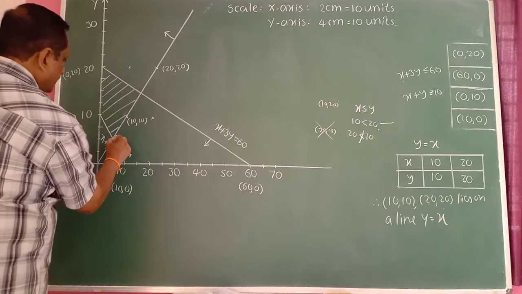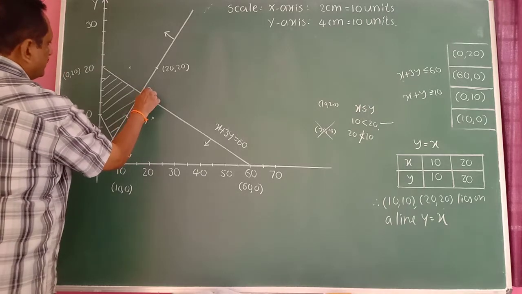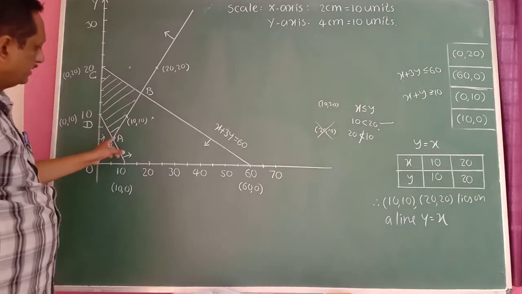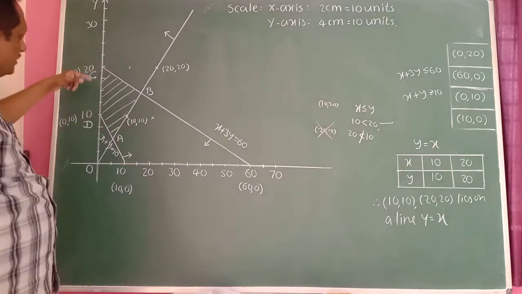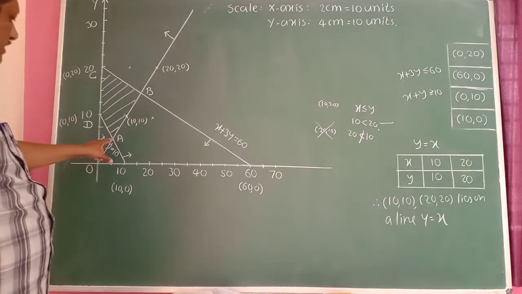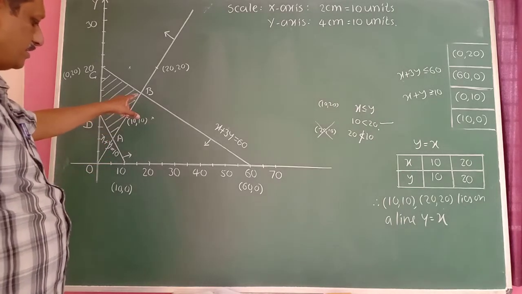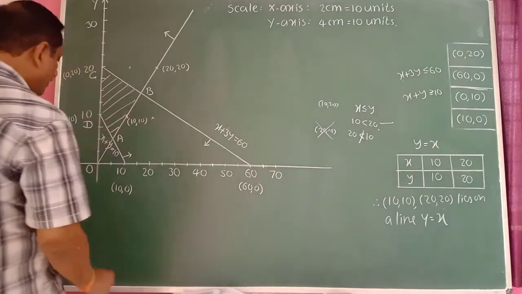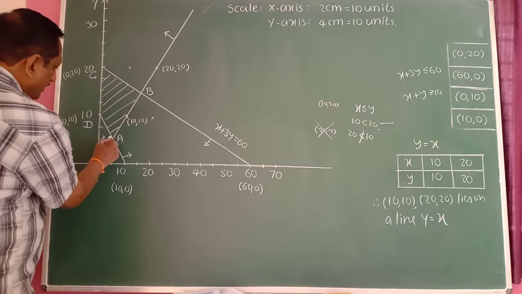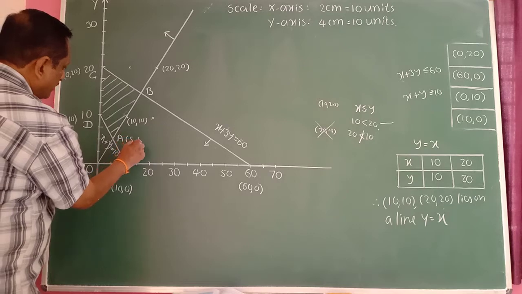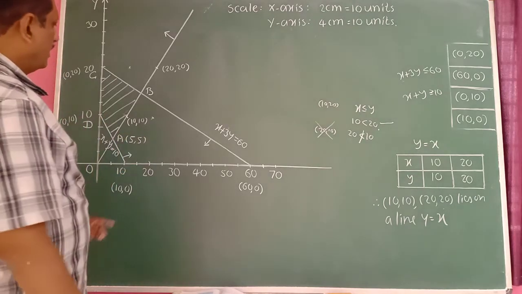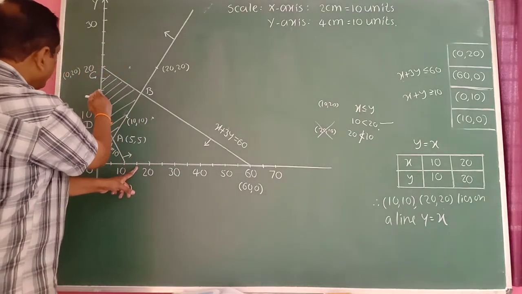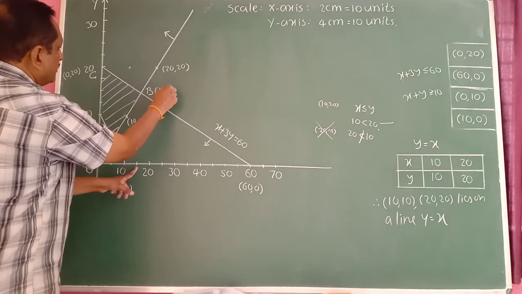Okay, therefore, take this point as A, this point as B, this point as C, and this point as D. You find the coordinates of point A as well as point B. In this case, the coordinate of point A is 5, 5, x is 5, y is 5. And the coordinate of point B is 15, 15.